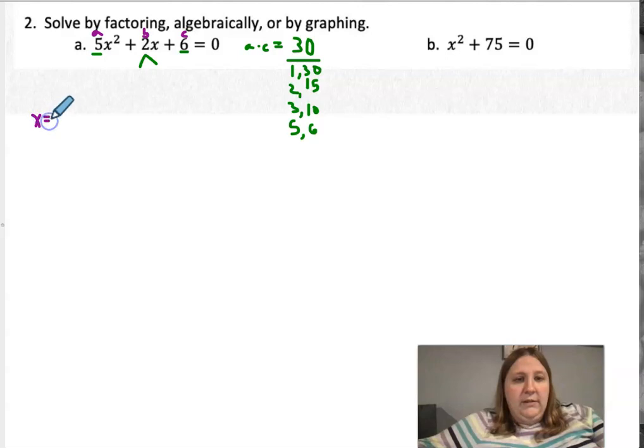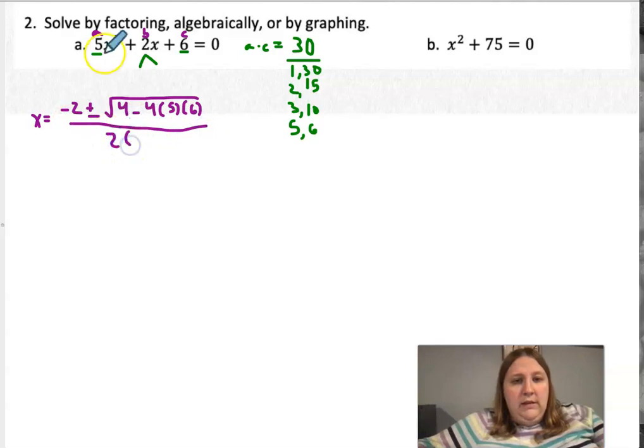So x is the opposite of b, plus or minus the square root of b squared. So b is 2, so b squared is 4, minus 4 times a, which is 5, times c, which is 6, all over 2a. Now in this case, a is 5. All right, so from there we just have to start simplifying.